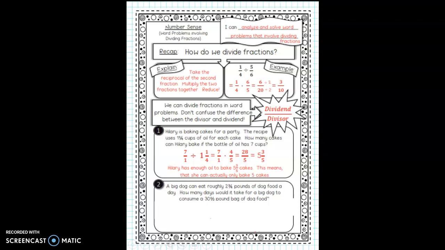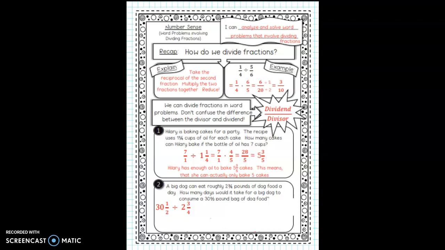A big dog can eat roughly 2 3/4 pounds of dog food a day. How many days would it take for a big dog to consume a 30.5 pound bag of dog food? So we're going to do 30 1/2 divided by 2 3/4. Because both of these numbers are mixed numbers, we have to change them both to improper fractions.